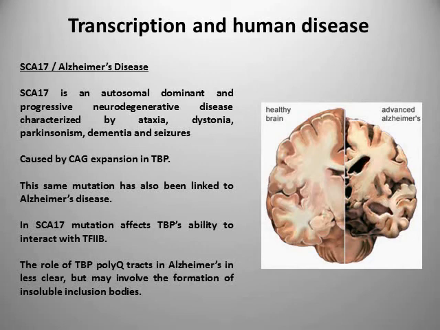So if you remember, TFIIB comes in and stabilizes the entire preinitiation complex. When you get expansion of this CAG domain, that causes that process to be perturbed, so you can't get stabilization, and it leads to SCA17 as a disease. The Alzheimer's link's a little less clear, but it's thought that the expansions cause TATA-binding protein to become insoluble. So it forms what are called insoluble inclusion bodies in the cells, and that's been linked to the formation of Alzheimer's in certain neuronal cells. So the link's not as clear, but there's definitely a link there between expansion in TATA-binding protein and the development of Alzheimer's disease.